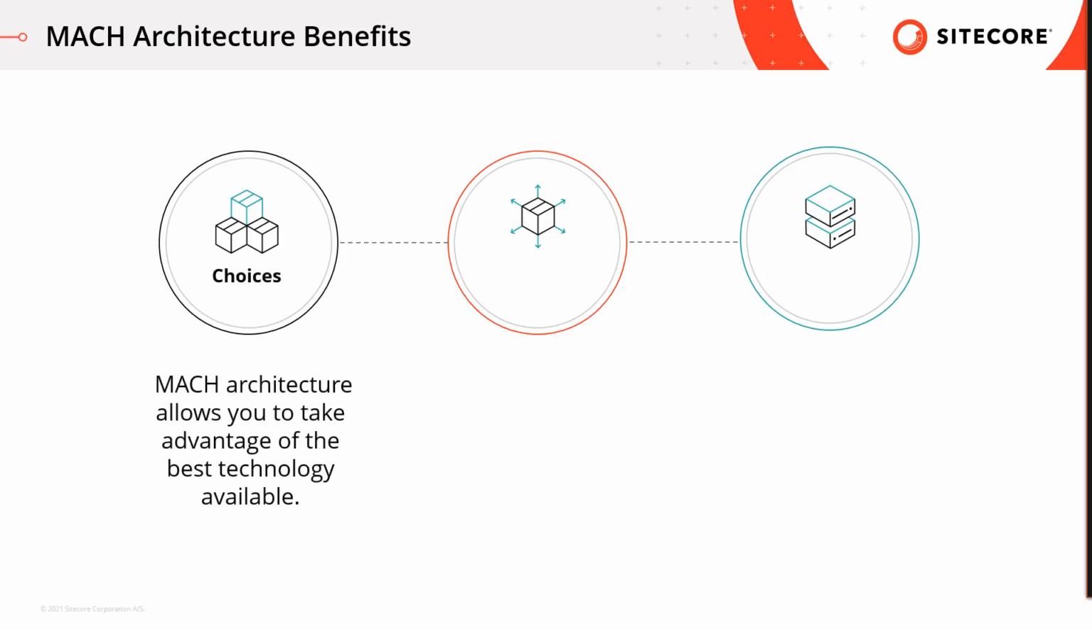A major benefit of the MACH architecture is choices. MACH architecture allows you to take advantage of the best technologies available. Yes, you may need to evaluate many different tools, but you can take a zero compromise approach and really find what fits your needs. So with MACH architecture and Composable DXP, you have many choices that you can make.